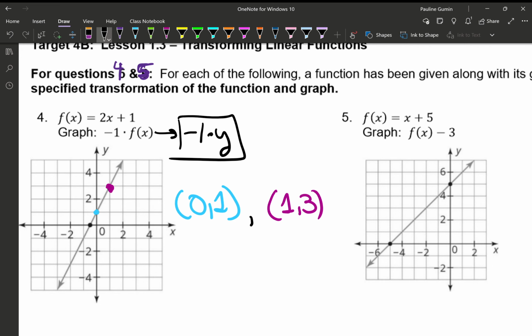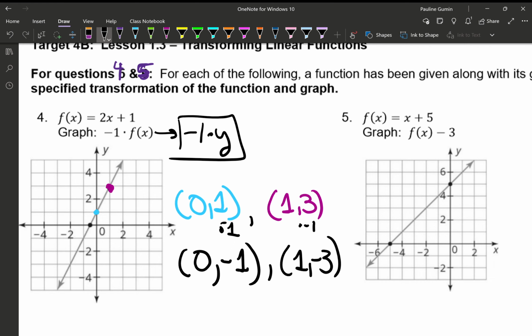Okay, so what I'm going to do is multiply just the y's by -1. So this new point becomes 0, -1. This new point becomes 1, -3. Let's graph them. 0, -1 is down here. 1, -3 is right there. And there's my line. I decided not to use this point there because I don't know what it is. It looks like it's a half, but I don't want to guess.